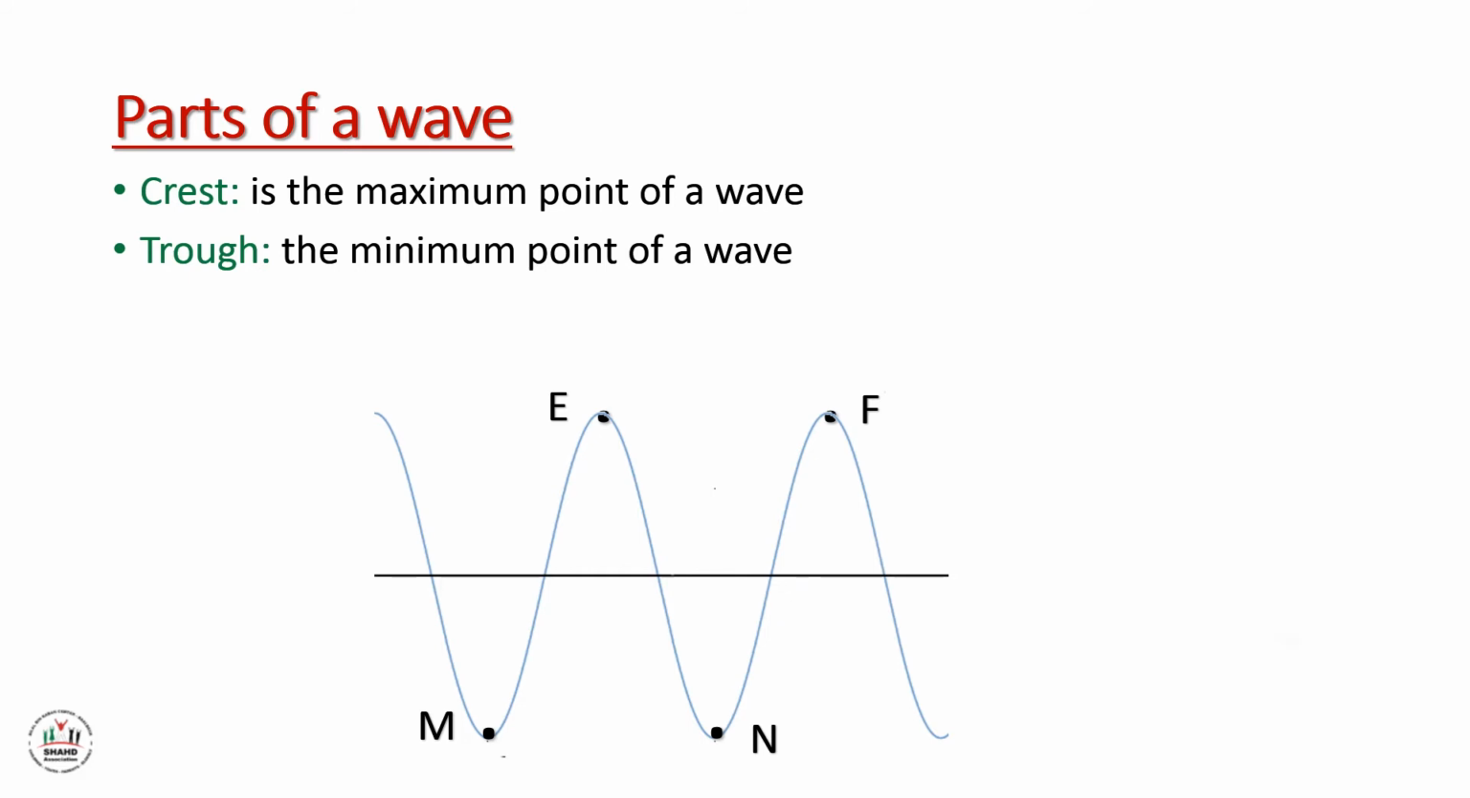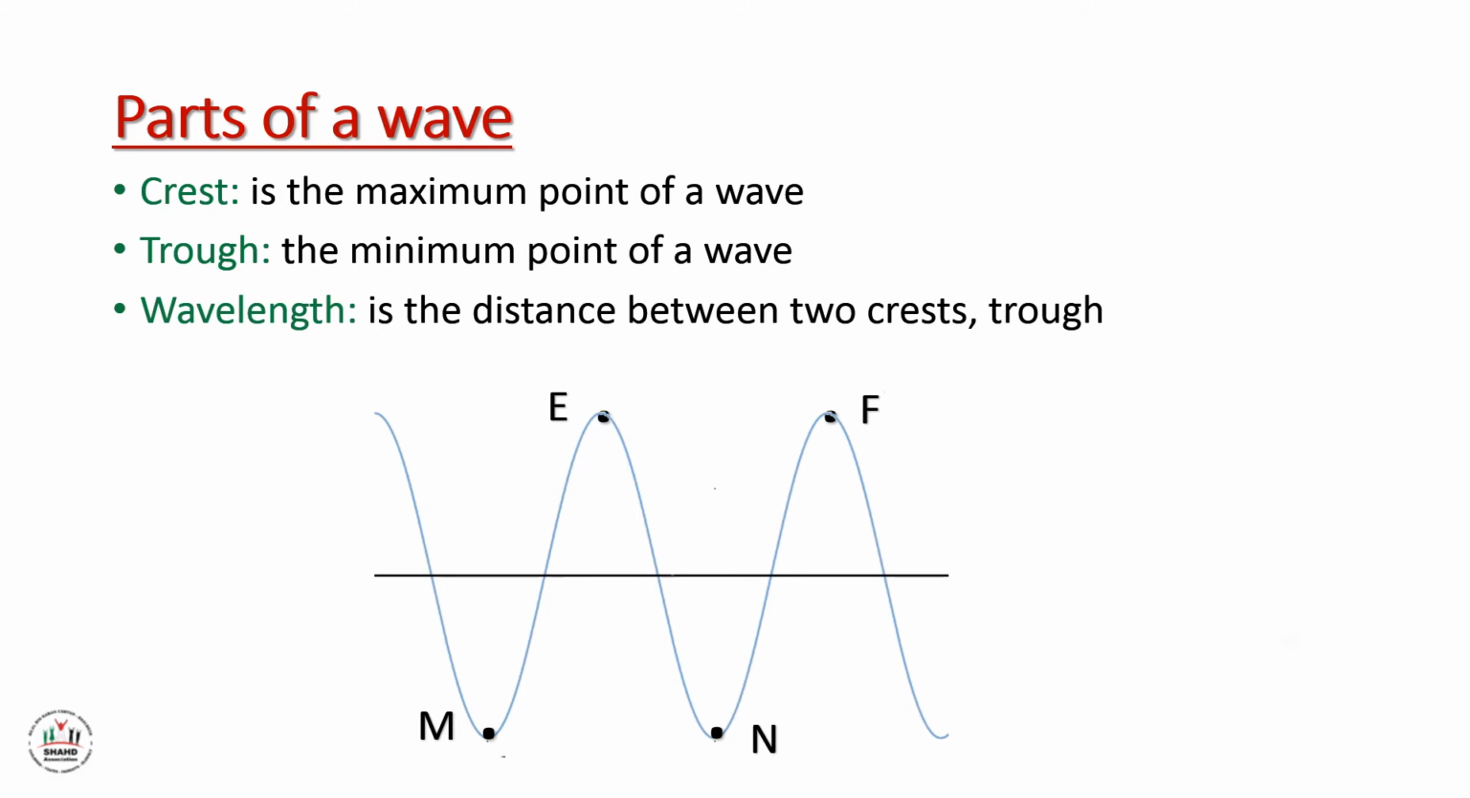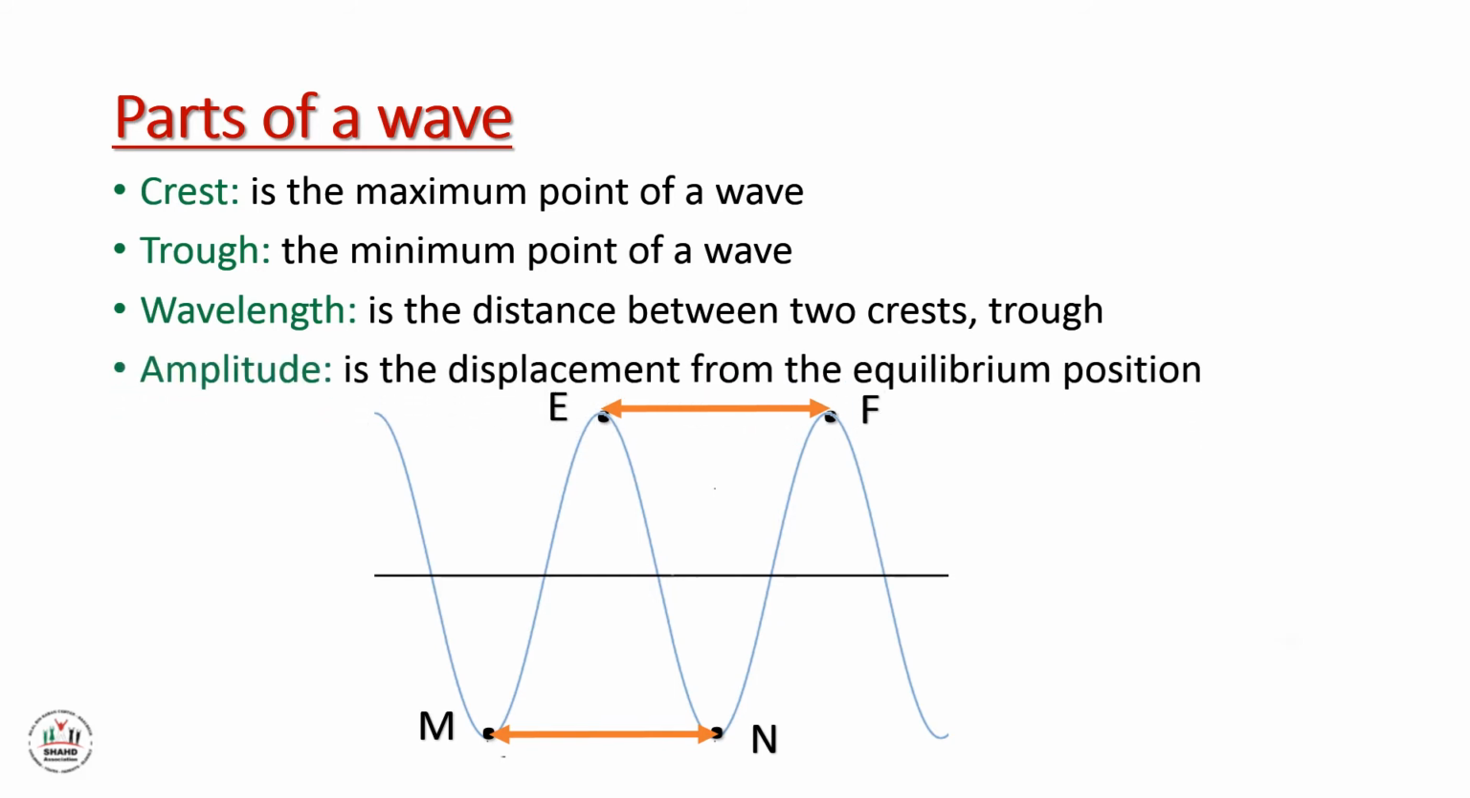The third part is called the wavelength. The wavelength is the distance between 2 crests or 2 troughs, which are the distance EF, MN. The final part is the amplitude, which is the displacement from the equilibrium position, which is the distance from E to the equilibrium position, or from F to the equilibrium position.